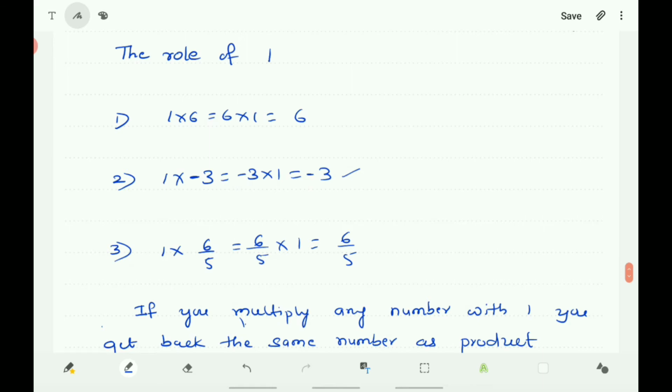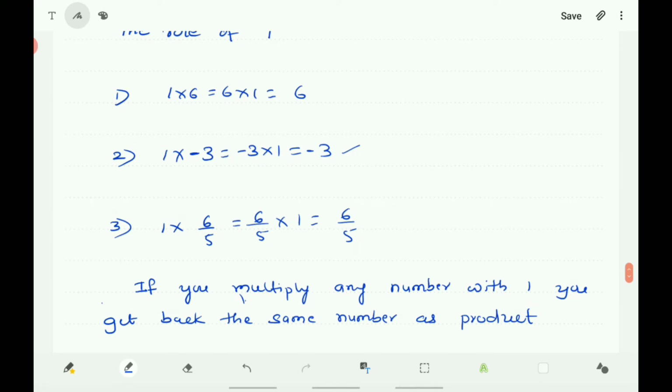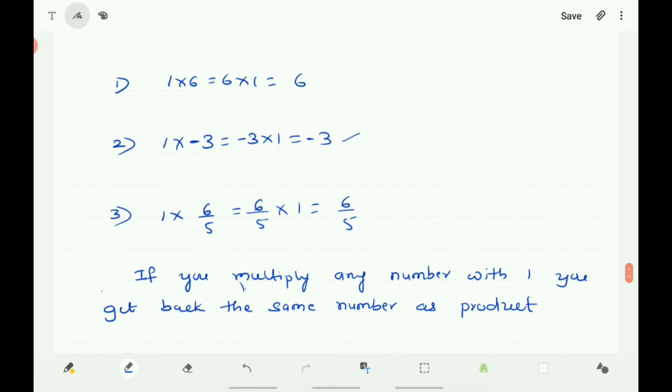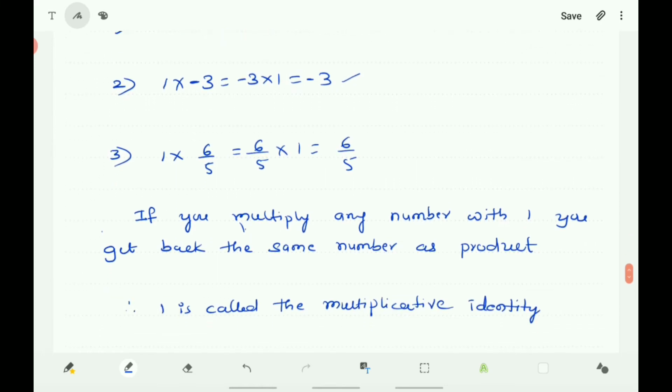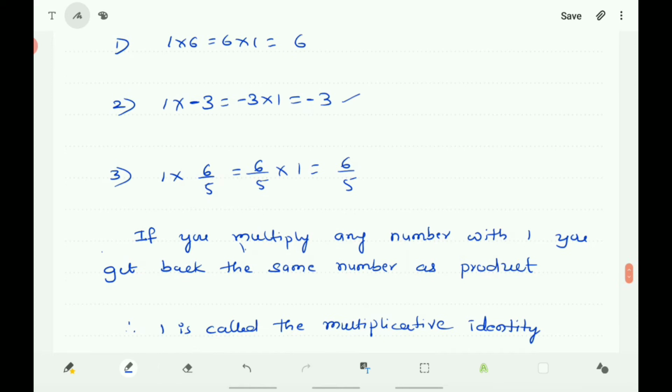Therefore, you can say that 1 is the multiplicative identity. Means if you multiply any number with 1, you get back the same number as product. Therefore, 1 is called the multiplicative identity. And you know that 1 is a natural number, 1 is also a whole number, 1 is also an integer, 1 is also a rational number. So, here the set of natural numbers, whole numbers, integers, rational numbers are having the multiplicative identity 1.